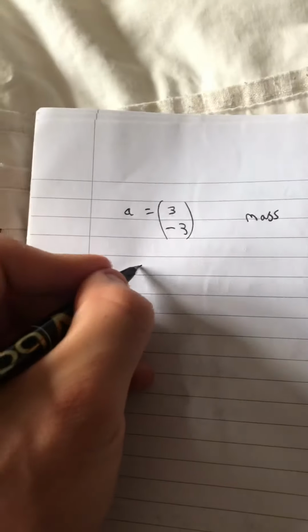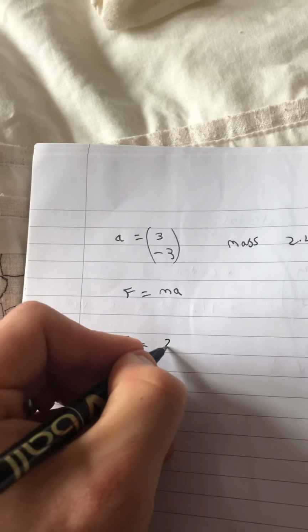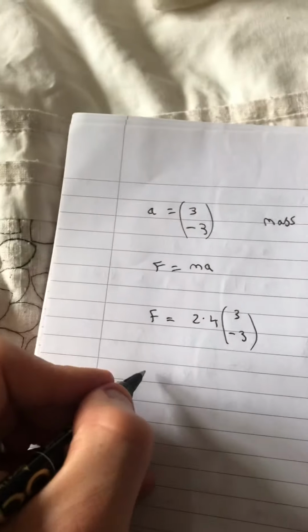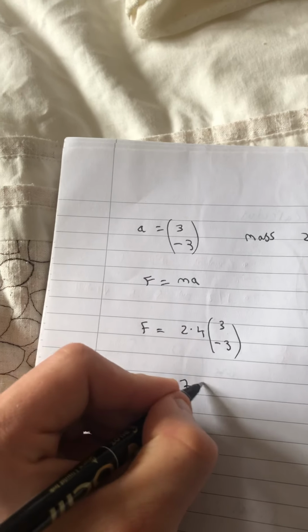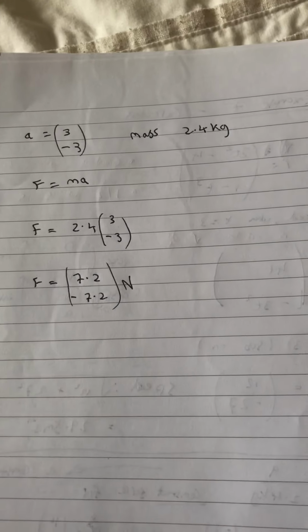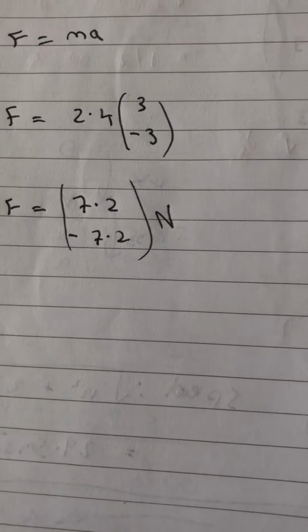My mass is 2.4 kilograms. So I'm going to use F equals ma. So my force is going to equal 2.4 times that vector. Fairly straightforward at the end. Okay, 7.2, -7.2. Put my units in there as well, newtons. Okay, fairly straightforward at the end, at least.